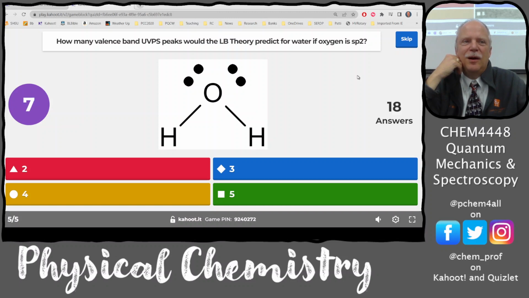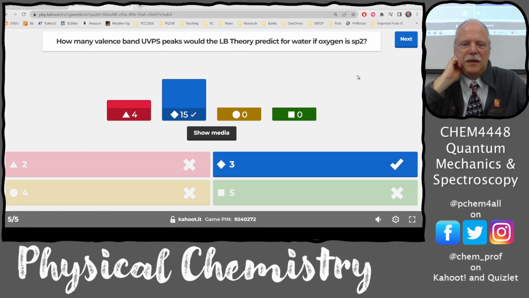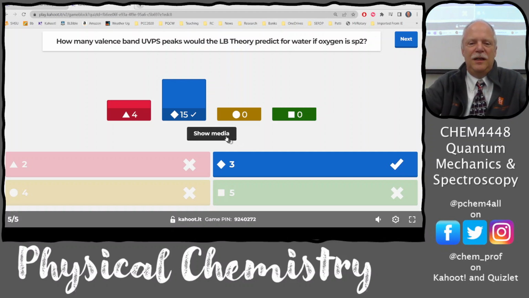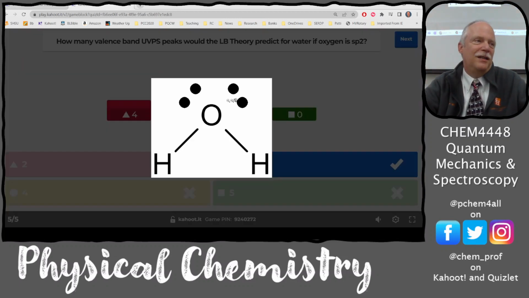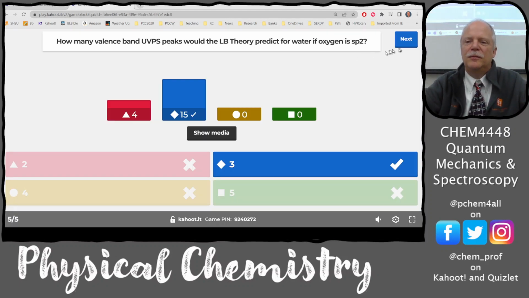It would still be a bent molecule. And that would just mean that those lone pairs weren't the same. One was in an sp hybrid, one was in an unused p orbital. So I think you've got the idea. It's the different types of electrons.